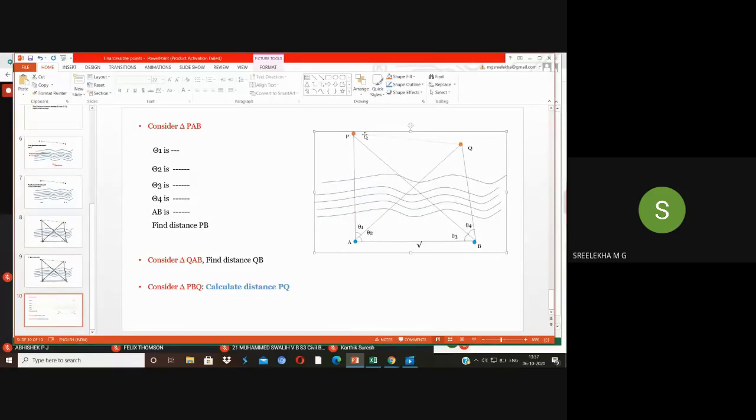And what is your problem? You'll have to find the horizontal distance P to Q. Using these three triangles, first consider this triangle PAB. Can you find the distance PB or BP? You know the angles in between, and this angle is also known, and you know the distance. So you know two angles and one distance, so you can find the distance BP using the sine rule. Yes or no?